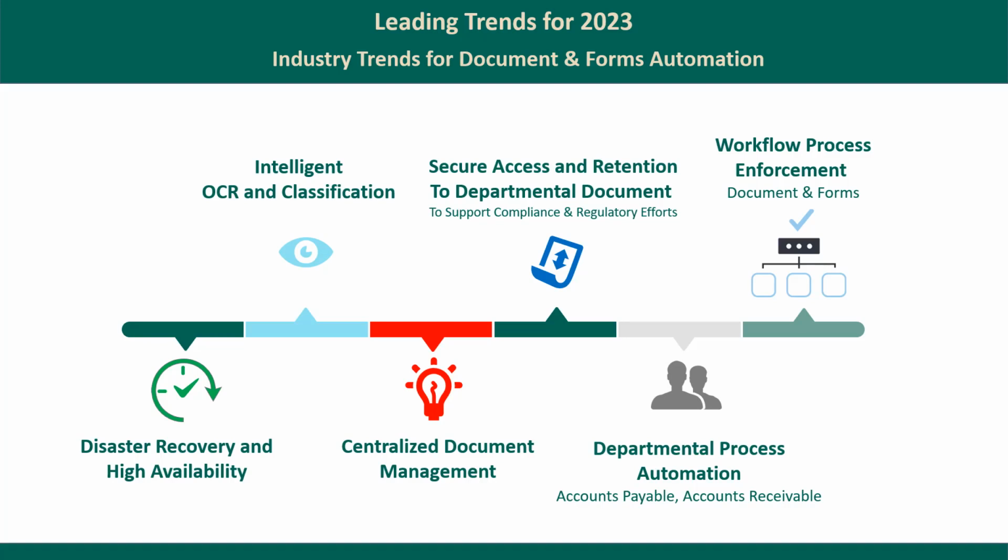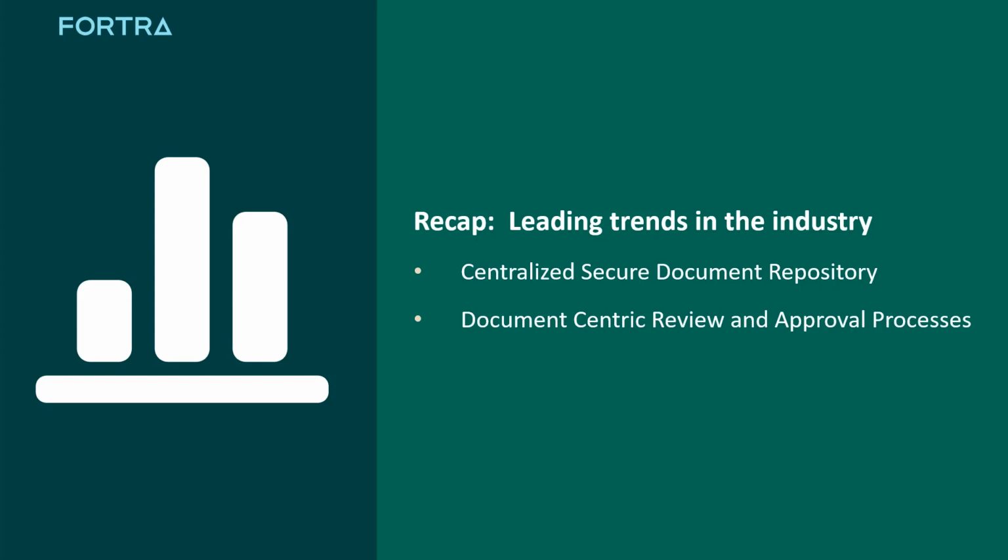So we'll talk about those here today as well, and talk about AP automation and accounts receivable automation capabilities. These are just some of the trends that are coming out there. But just to recap, the leading trends that we're seeing are centralized, secure document repositories, right? Being able to protect your documents and give security access to them by different departments, different groups, different users inside the organization, and then also put those document-centric reviews and approval processes on them. And those can happen in many different areas of the business, as we'll talk about today as well.